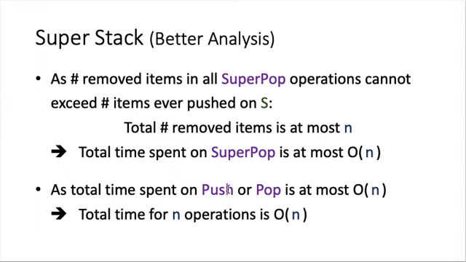The total time spent on push and pop is also order n, because order 1 for each operation, n operations is order n. So it means that if we perform n operations, the time for super pop, push, and pop all together is still order of n. So this is what we see.